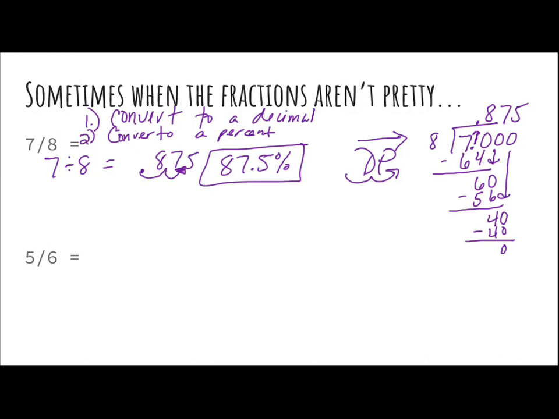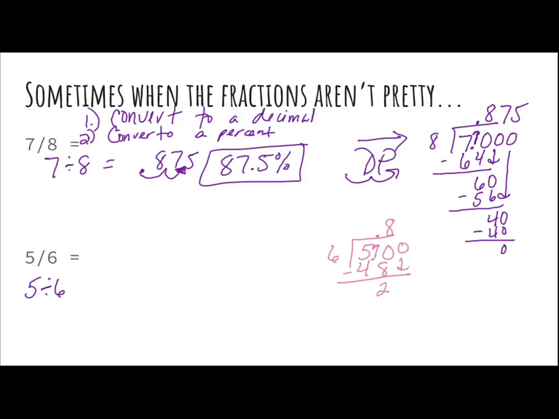5/6 on the other hand is going to be the same thing. 5 divided by 6. There's nothing I can multiply by 6 except for some crazy decimal to get to 100. So this is not pretty math. So now I'm going to revert to my long division method. So it's going to be 5 divided by 6. Add a decimal and a 0 and bring this up. 50 divided by 6 is going to be 8. 8 times 6 is 48. Subtract and I have 2.